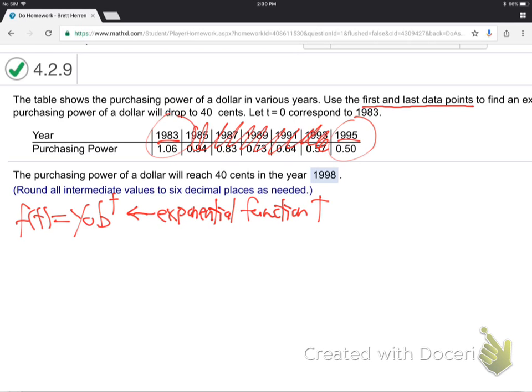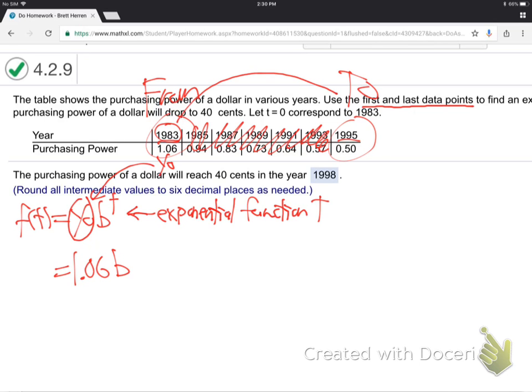Well, first off, where's y0? Notice I'm going from here to here, aren't I? So what's y0? 1.06. The time is 1983, but the y0, the initial purchasing power of the dollar, is 1.06. That's the y0. Good. Okay, B is always what you're going to try to find.